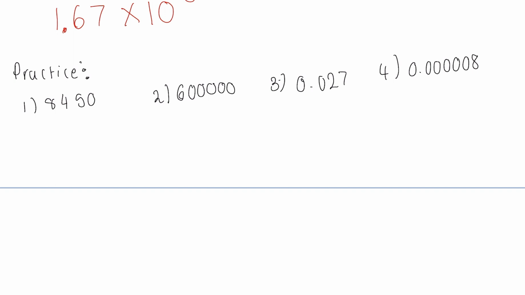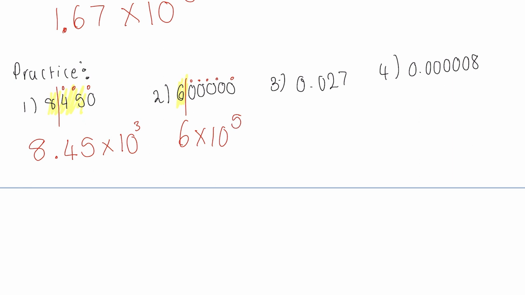Okay, so for this, we've got 845 before we've got the zeros, and we put a little decimal after the 8. And then times 10 to the power of, now how many digits have I got after the first number? It's 3. Second one, we've just got a 6 there. And then let's look at how many numbers we've got after the first digit. We've got 5, so it's going to be to the power of 5.